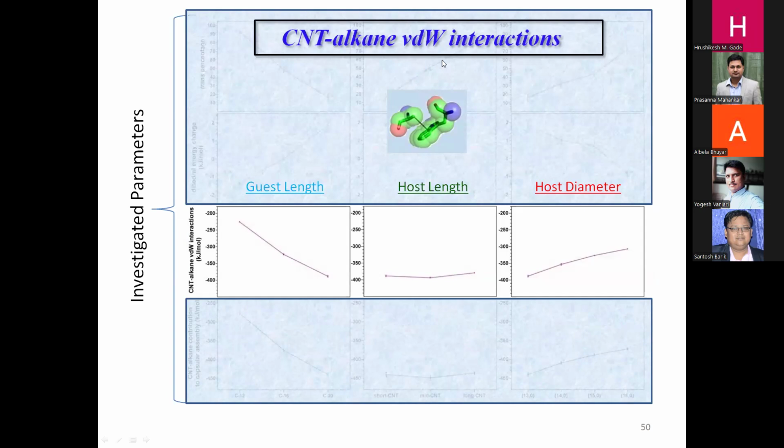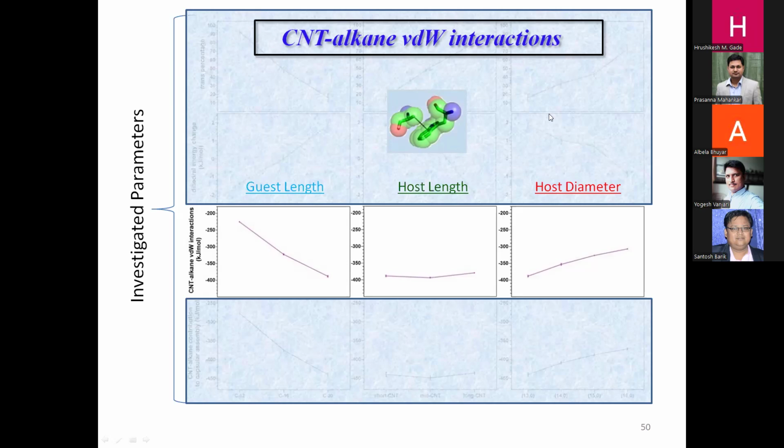Then it would be the CNT-alkane van der Waals interaction. Now again, if you look into the energetics of this particular assembly, what is happening when your alkane is getting inside the capped CNTs, basically it is trying to hold the CNTs. That's one way of looking at the association.